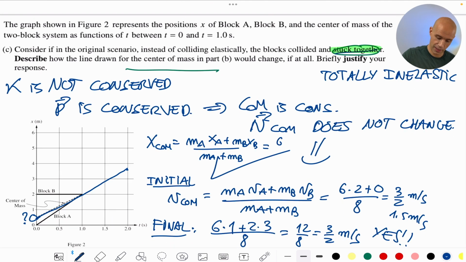So mass 6, position 0, just because we say that where A is is 0, like they did here. Plus 2 kilos, multiplied by 2 meters for the position of B, divided by 8.